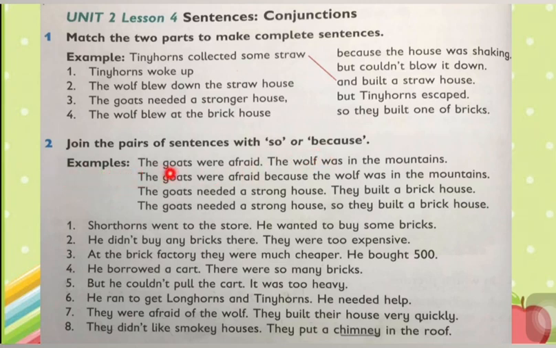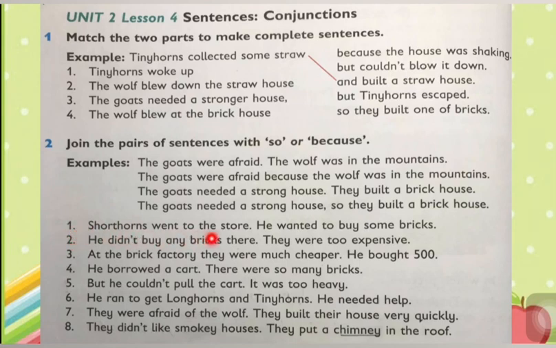The goats are afraid. The wolf was in the mountains. Now see children, a cause or reason has been mentioned here. The goats were afraid because the wolf was in the mountains. The goats needed a strong house. Again a problem. So they built a brick house. Now children, is it clear? Now let's do the exercise.